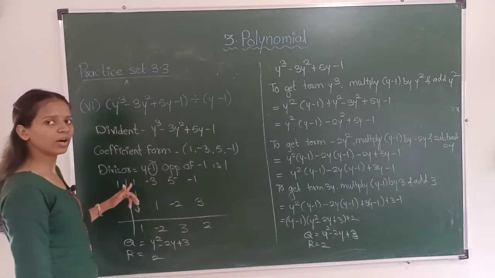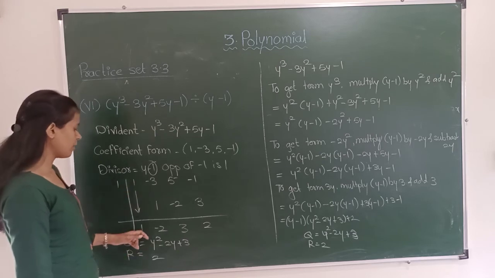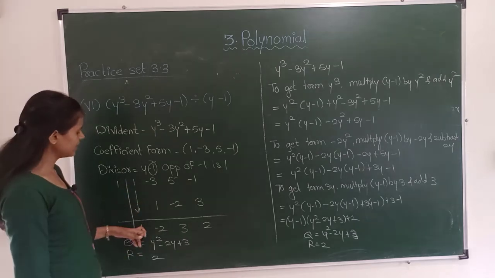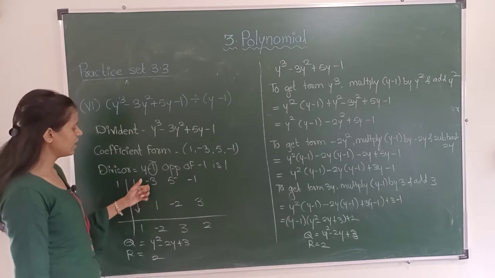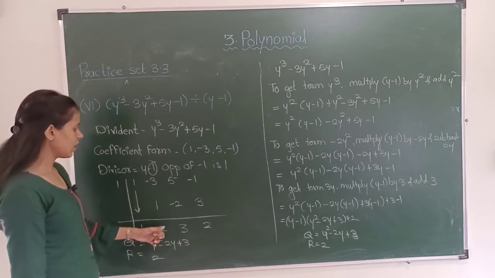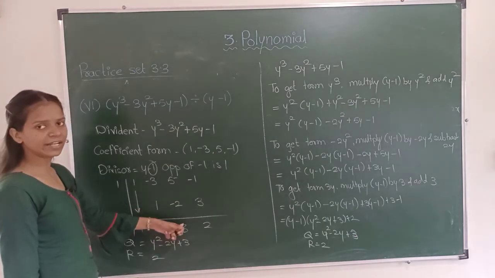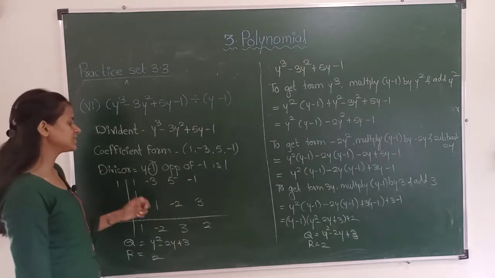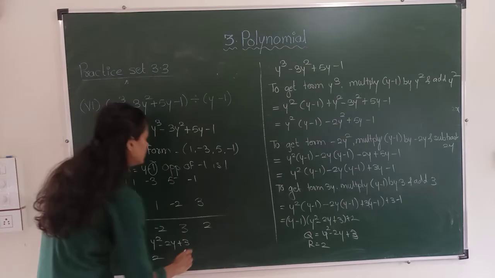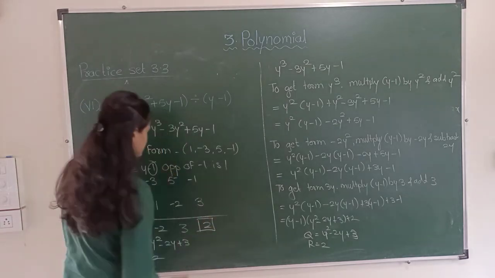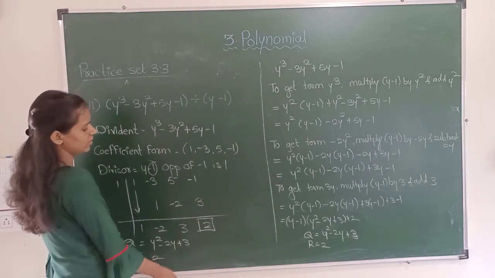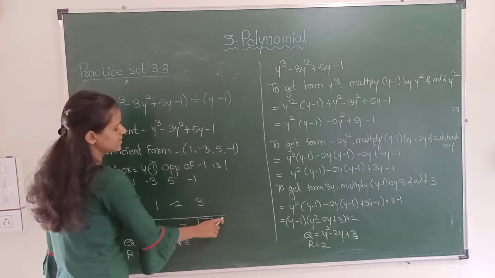So this 1 from the first row is copied down to the third row. This 1 into this 1 is 1, minus 3, 1 is minus 2. Now this minus 2 into 1 is minus 2, so 5 minus 2 is 3. Now this 3 into 1 is 3, minus 1 and 3 is minus 2. So 1, minus 2 and 3. The last term is always the remainder.